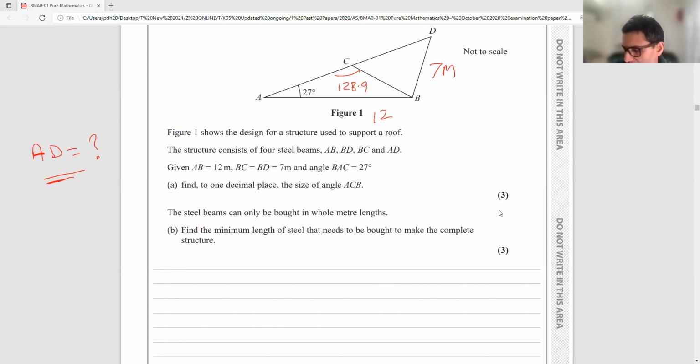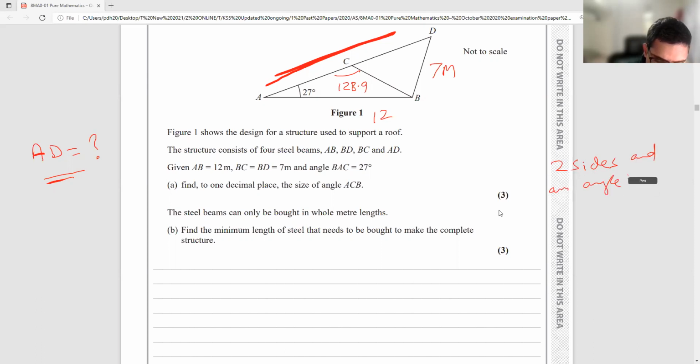So can we be please quick to use the cosine rule and find AD? We are going to find the whole of the AD, and then we are going to see what we need to do in order to figure out our question. So when two sides and an angle are given, we use the cosine rule to figure out the missing side.